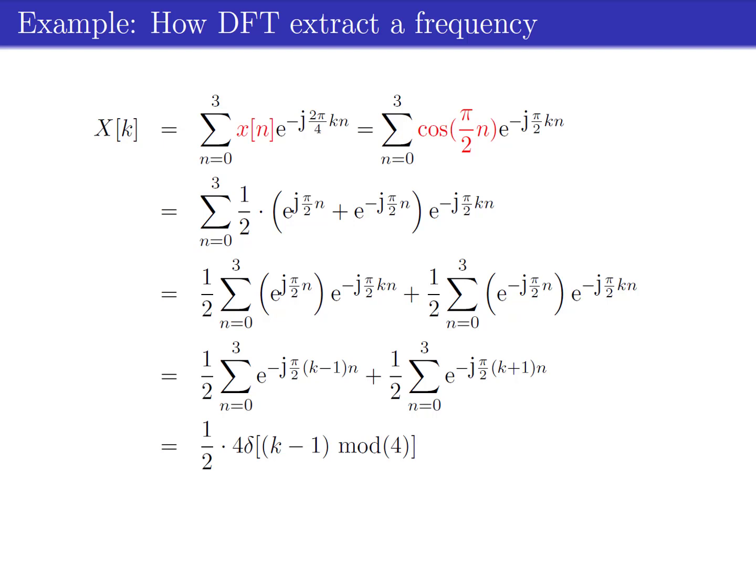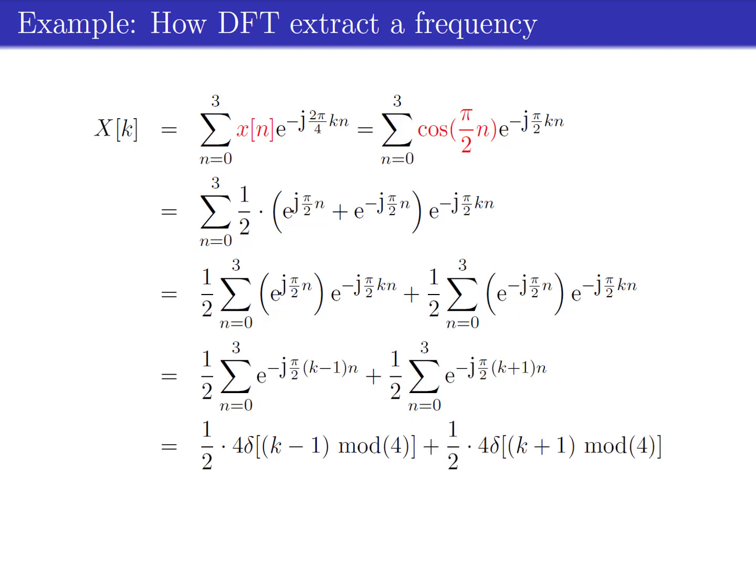The first summation will always result in 0, except for the case when the DFT frequency index k-1 is a 4-fold. Thus, for k is 1, or k is 5, or k is -3, etc. Mathematically, this can be described by the given delta function in which the index contains a modulo 4 operation.